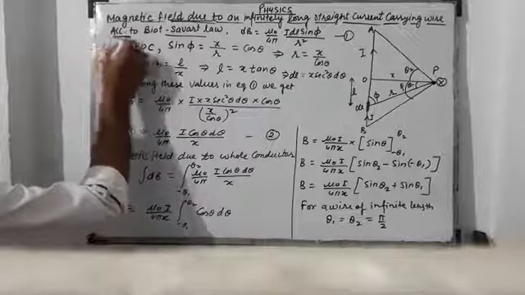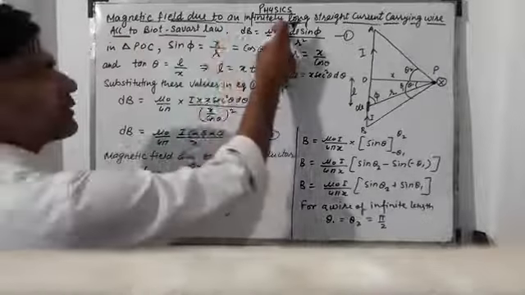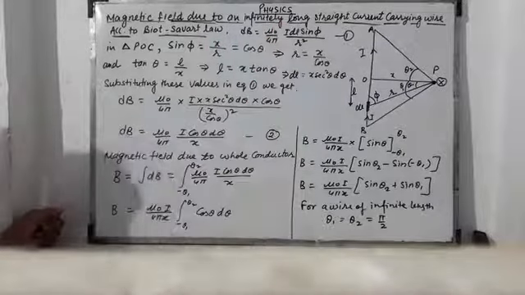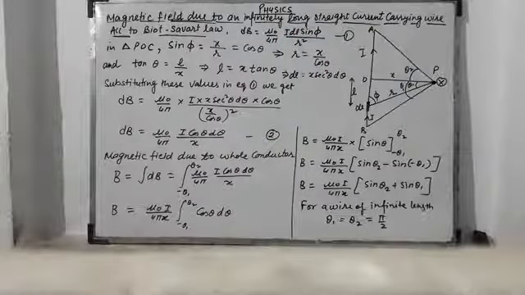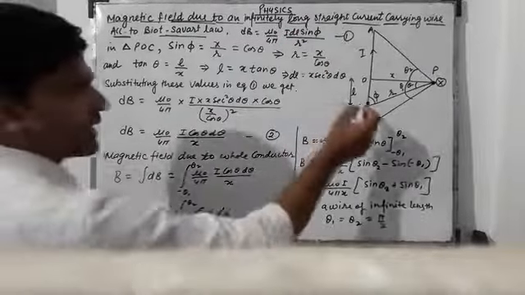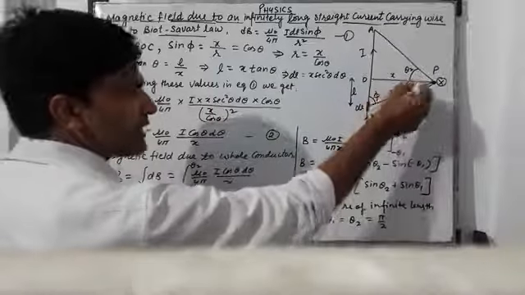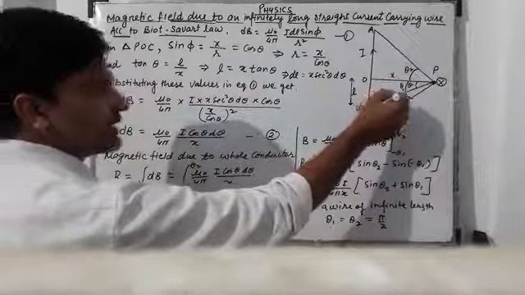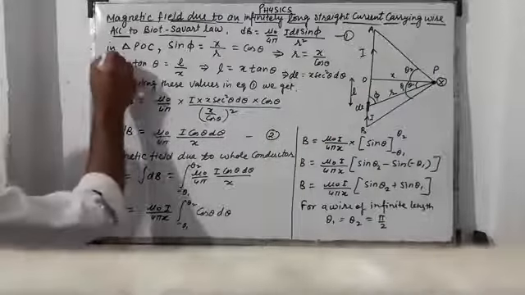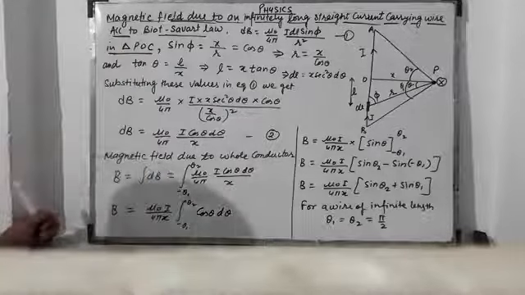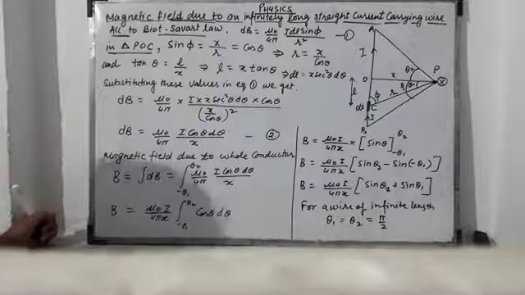According to Biot-Savart law, dB is equal to mu naught upon 4 pi I dl sin phi upon r square. Sin phi, because the angle between the current element and the position vector of point P, that is r, is phi. Now in triangle POC, PO and point C is this.